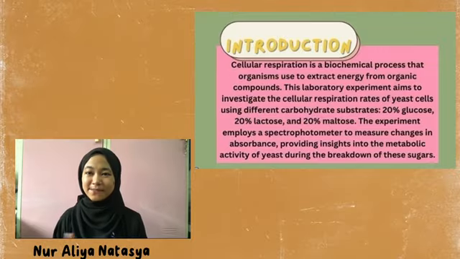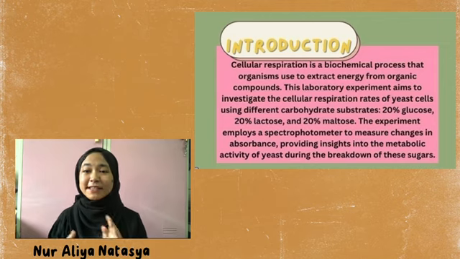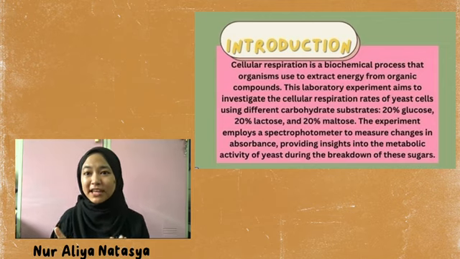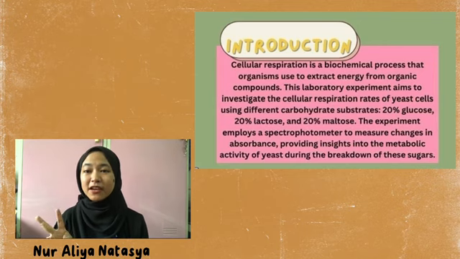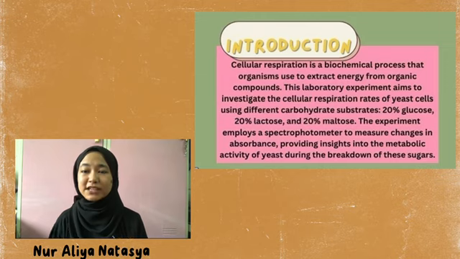Cellular respiration is a biochemical process that organisms use to extract energy from their organic compounds. This laboratory experiment aims to investigate the cellular respiration rate of yeast cells using different carbohydrate substrates, which are 20% glucose, lactose, and maltose. This experiment employs a spectrophotometer to measure change in absorbance, providing insight into the metabolic activity during the breakdown of the sugar.